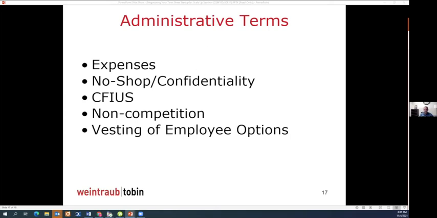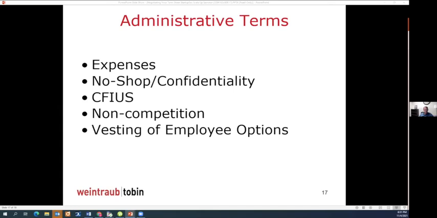So this gets to the no-shop and confidentiality that Sabya mentioned earlier, right? This is where you can't solicit or negotiate other offers when you've signed this term sheet. You can't disclose the terms of the term sheet. There may or may not be an NDA, a non-disclosure agreement, sometimes called a confidentiality agreement, in place before the term sheet that would also have similar confidentiality provisions, but this prevents you from playing the investors against one another.